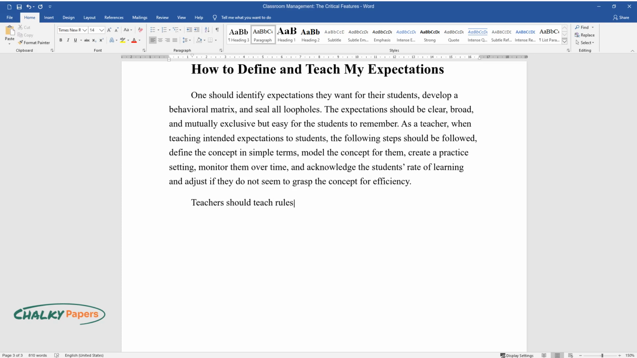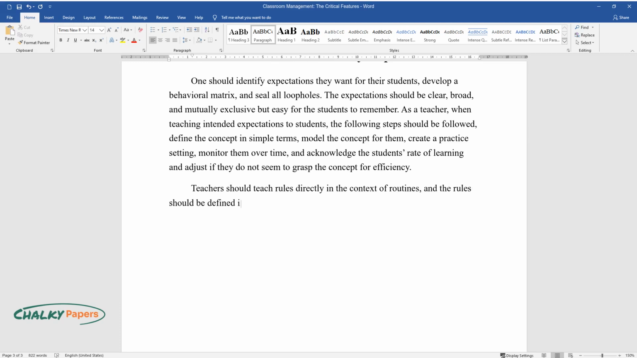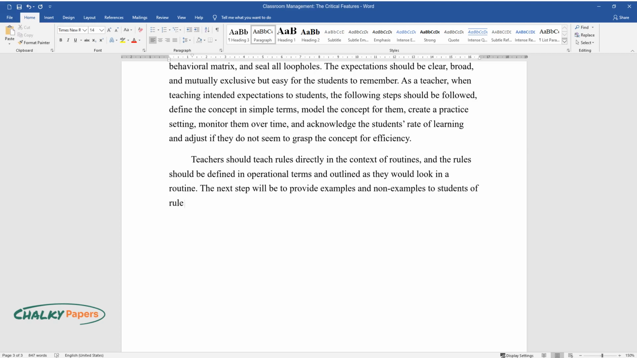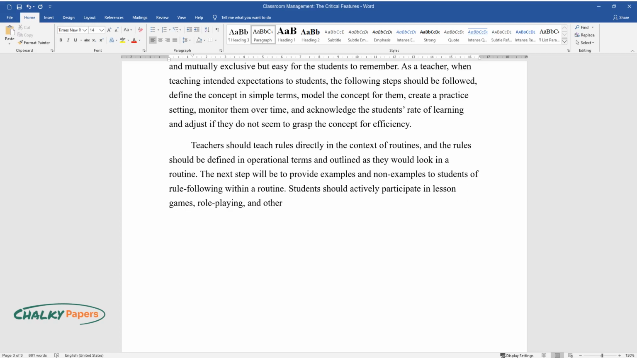Teachers should teach rules directly in the context of routines, and the rules should be defined in operational terms and outlined as they would look in a routine. The next step will be to provide examples and non-examples to students of rule following within a routine. Students should actively participate in lesson games, role-playing, and other activities to monitor their understanding.